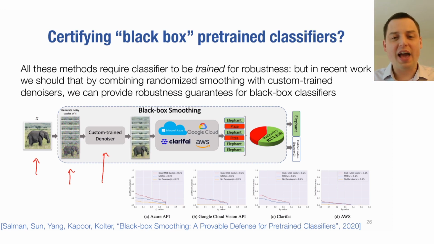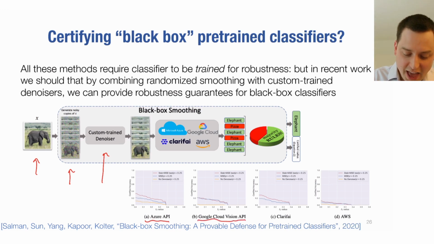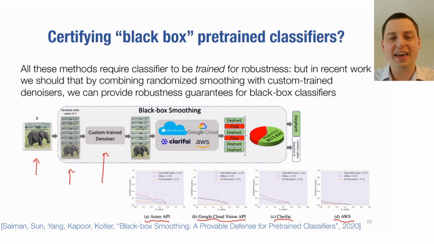And by doing this, we can certify, for the first time, black box classifiers that no one has trained to be robust. We demonstrate this again, though the details of these curves aren't too important. They're not meant to be visible. But the parts which you hopefully can see are the headers here, where we create, without of course having access to any of the code or data, robust versions of publicly available image classification APIs like the Azure API or the Google Cloud Vision API and others.